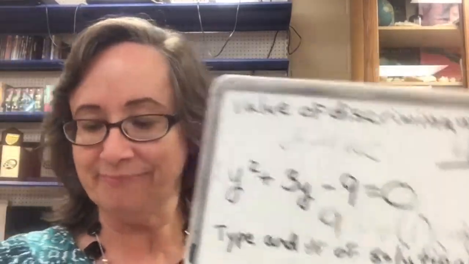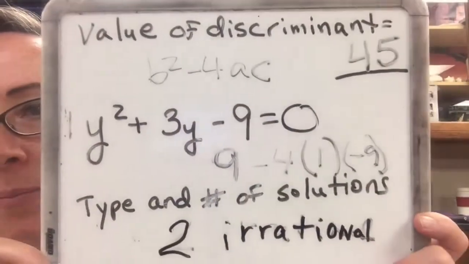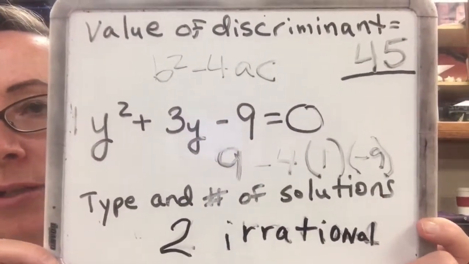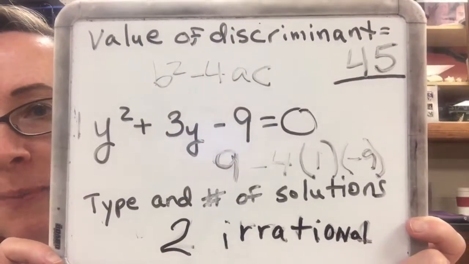Okay, and I'm going to get another marker. All right, so there's another look at that board. Okay, we had two irrational solutions, and I've got another marker to make it a little bit easier to see. And now we're going to do another problem.